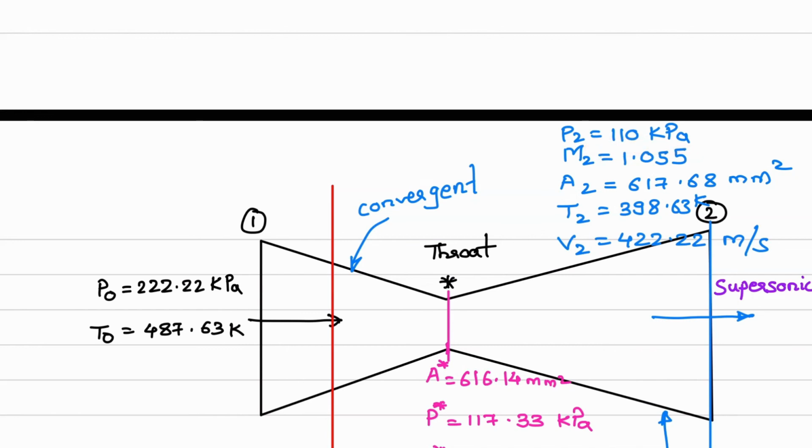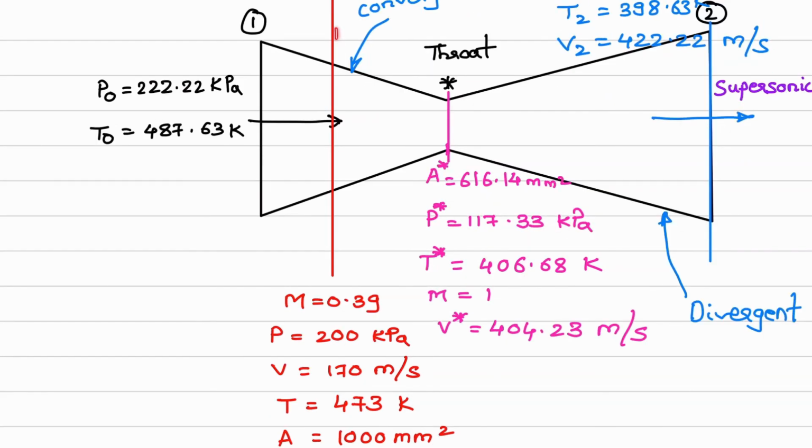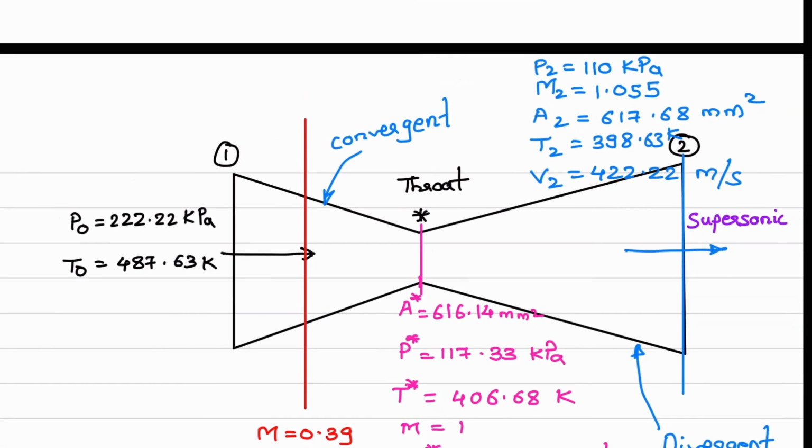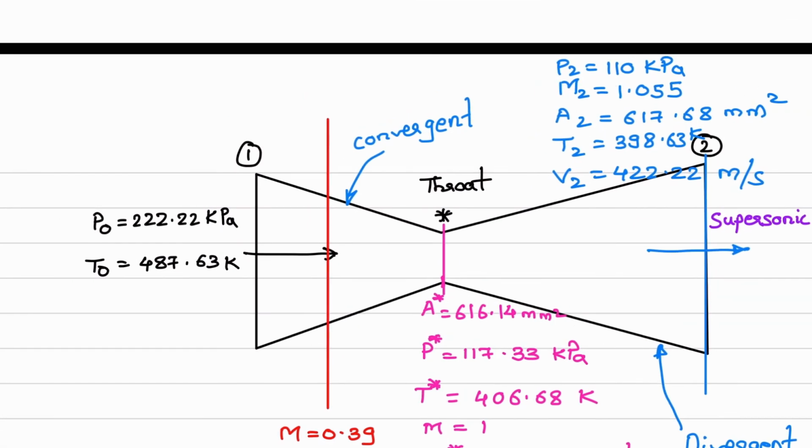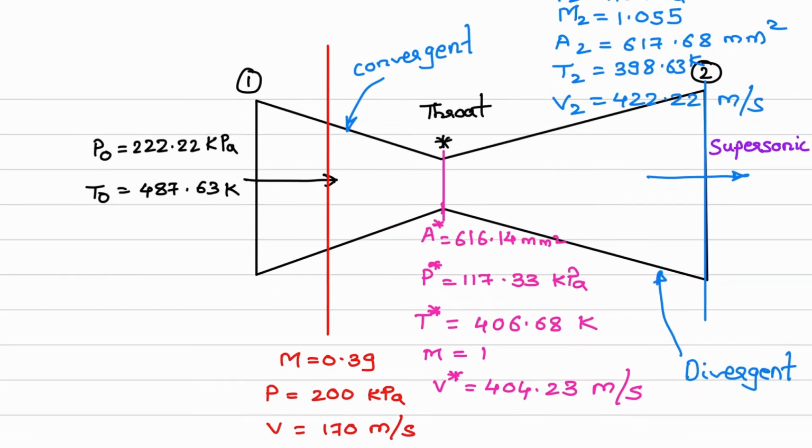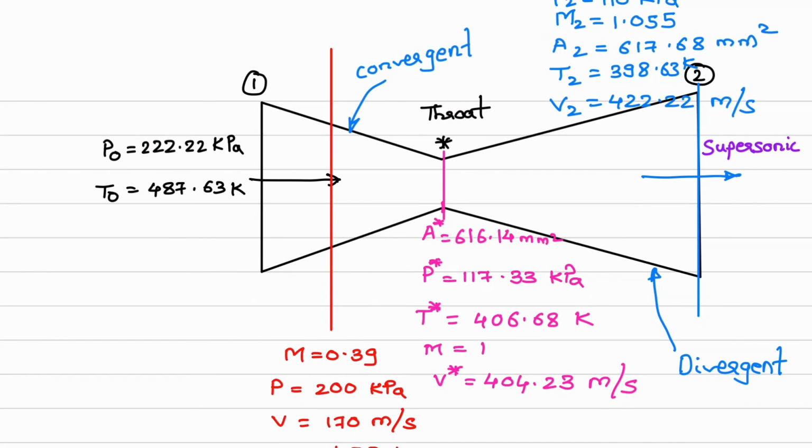Whereas you can see the velocity, for this section we know the velocity, that is why I am talking about this section. It is increased from 170 meter per second to 422.22 meter per second. So in this way we can get a bird's eye view of all the values at different locations inside the nozzle. So with this we'll stop this lecture.